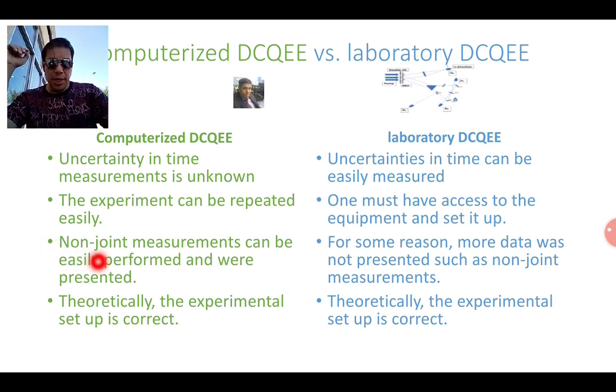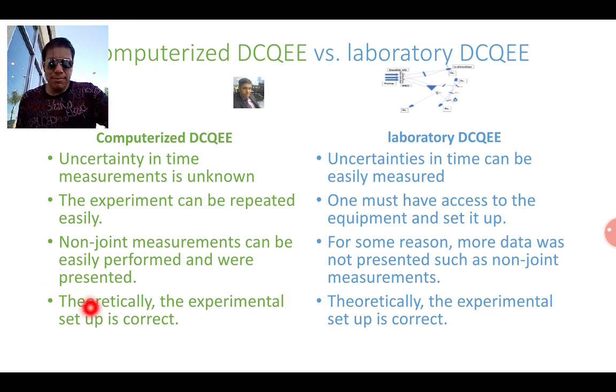Okay, non-joint measurements can be easily performed and were presented. And here, for some reason, more data was not presented, such as non-joint measurements, right? So this is referring to the fact that you can actually measure D0 by itself, right? For some reason they didn't measure the data with D0 alone, just for comparison.